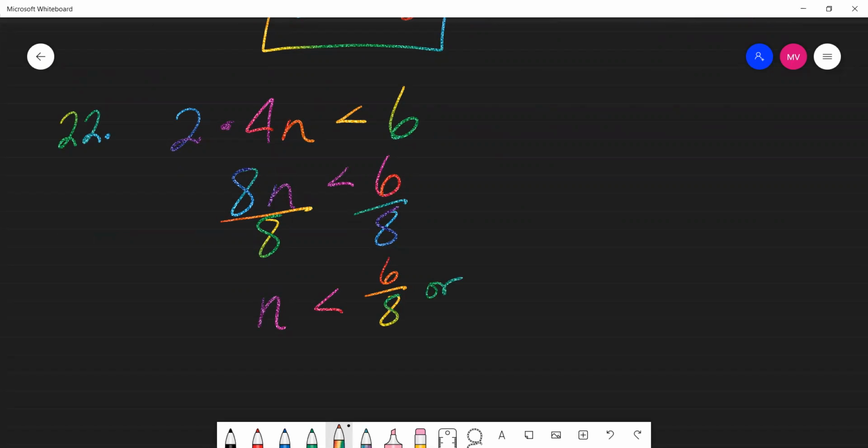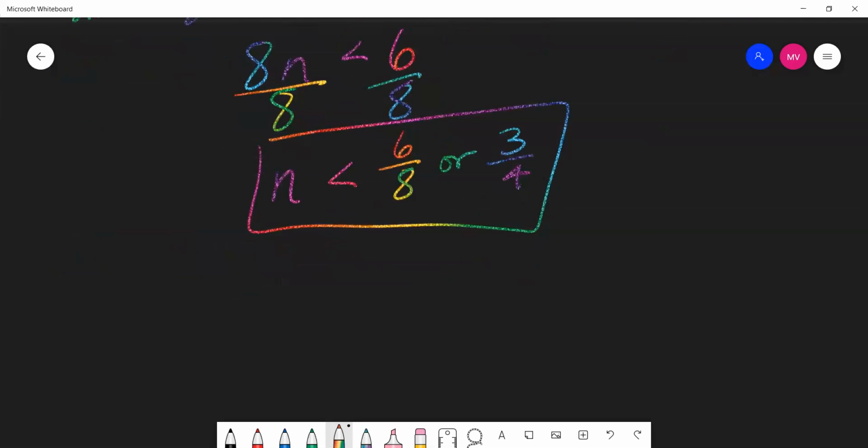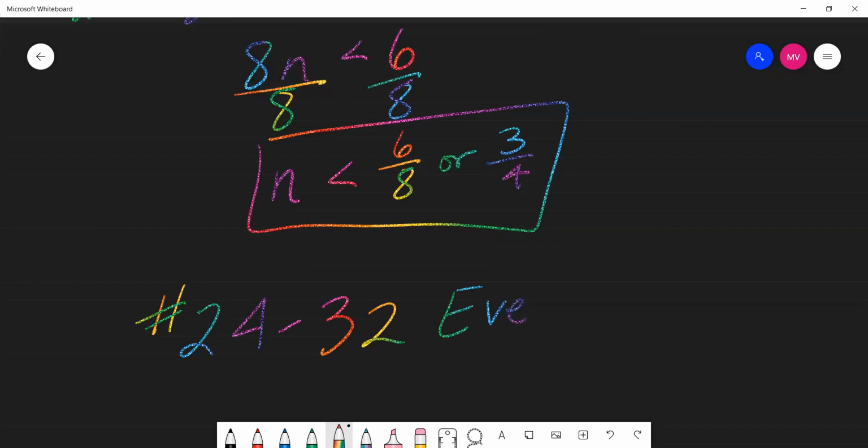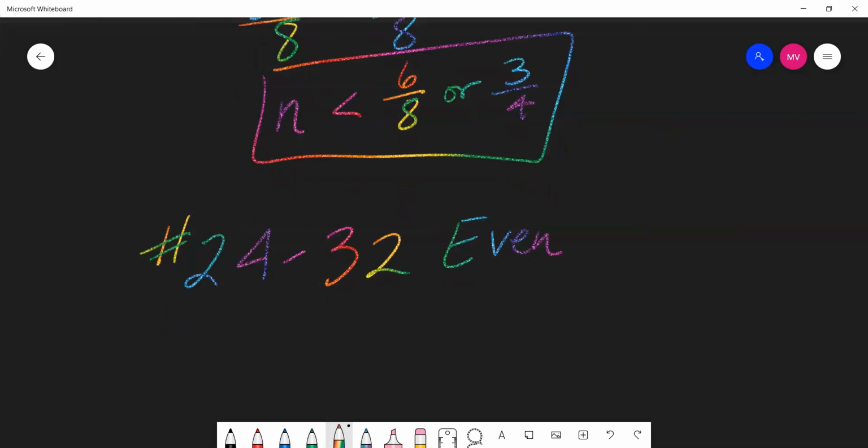All right, Andrew strategy works if we reduce 6/8 to its lowest form, it's 3/4. So n must be less than 3/4. All right, guys, I need number 24 through 32 even tomorrow.